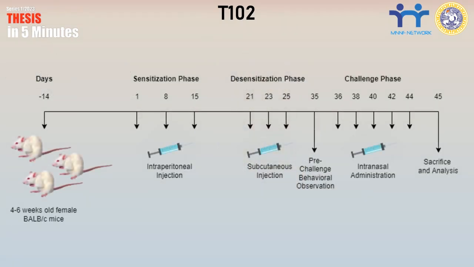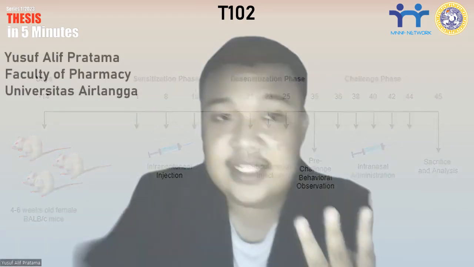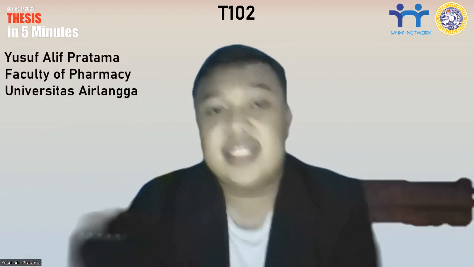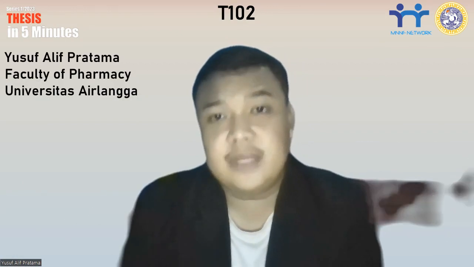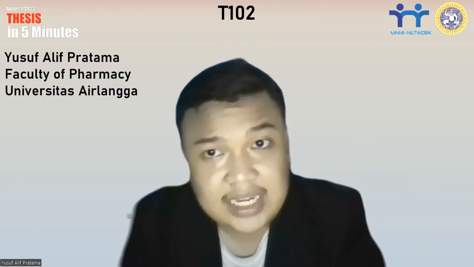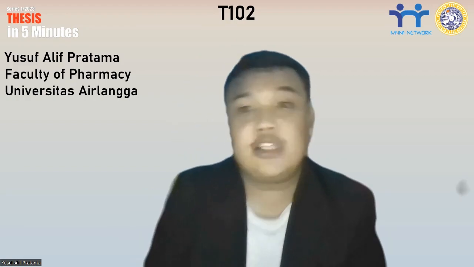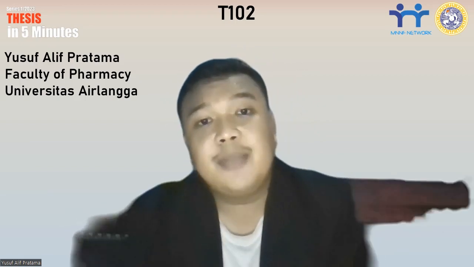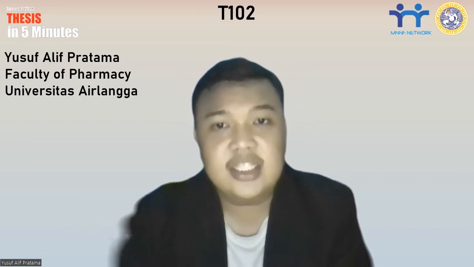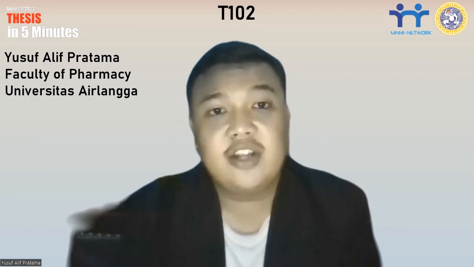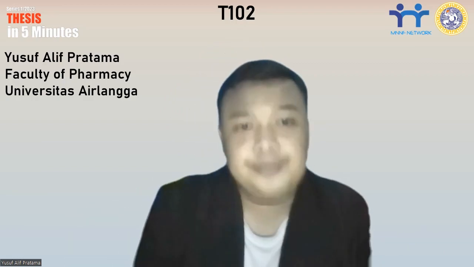The following is the timeline of my research, which is divided into 3 major phases, namely the sensitization, desensitization, and challenge phases. The experimental animals that I used were BALB/c mice, with an age of 6 until 8 weeks, with a total number of 56 mice consisting of 7 groups. Meanwhile, the parameters that we measured consist of 2 major parts, namely the allergic phenotype and immunological parameters.